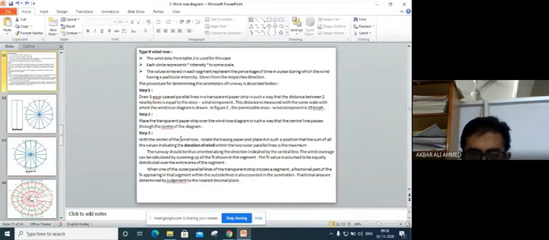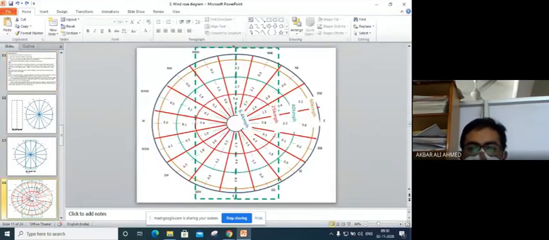Now let us come to step 3. With the center of the windrose, rotate the tracing paper and place it in such a manner that the sum of all the values indicating the duration of the wind within the two outer parallel lines is the maximum. Now see, this is the most important step. You should not skip this step.